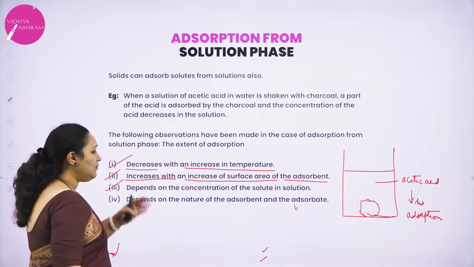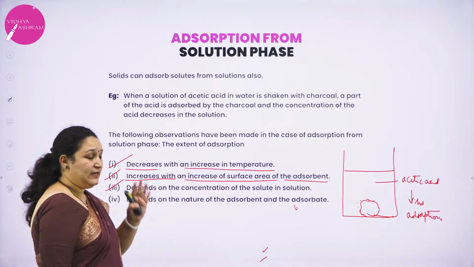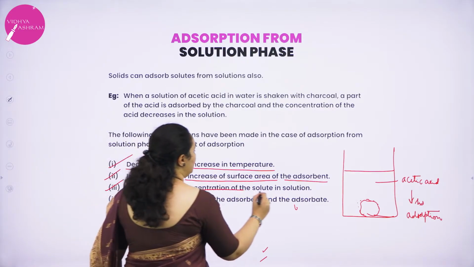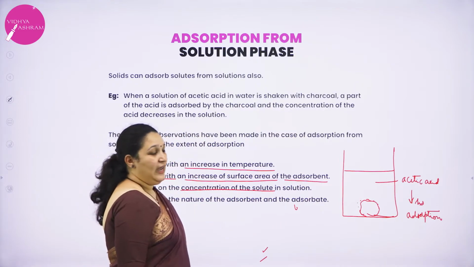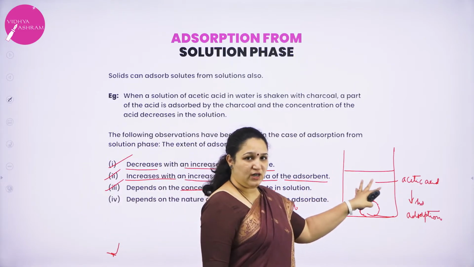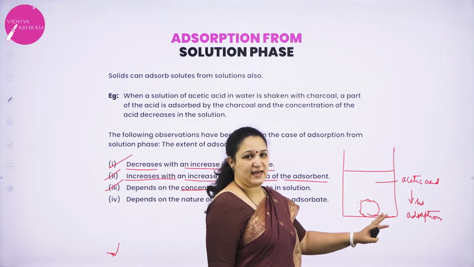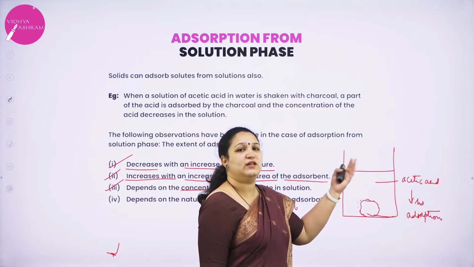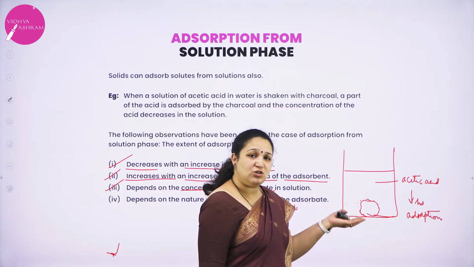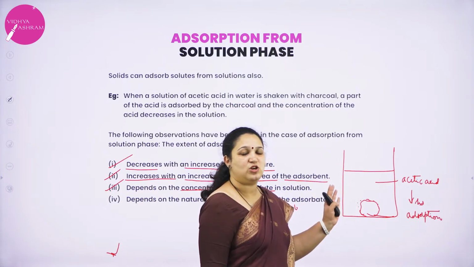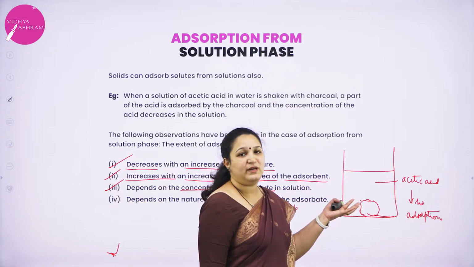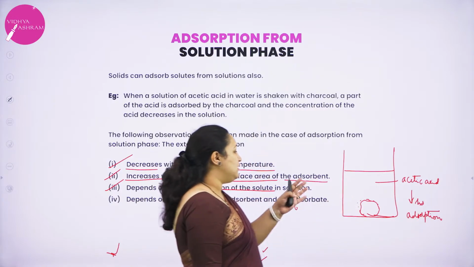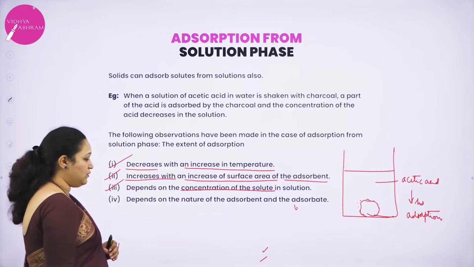Third one, the adsorption process depends on the concentration of the solute. Here in this example, what is the solute? Acetic acid. If the concentration of acetic acid was high, the adsorption process also increased. If the concentration of acetic acid is low, then the adsorption will not be very fast. It will be a little slower, okay. So that is the third observation which was made.